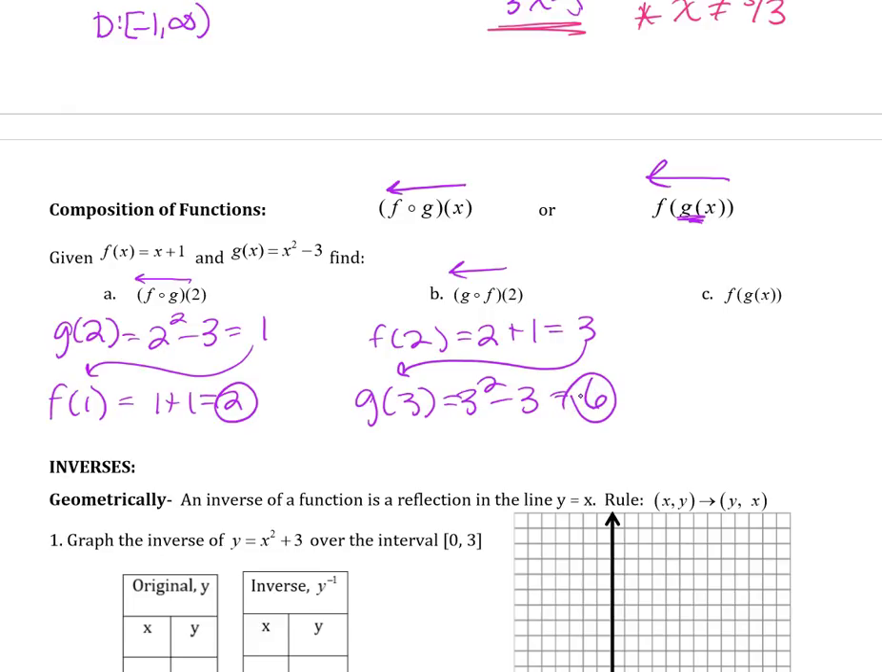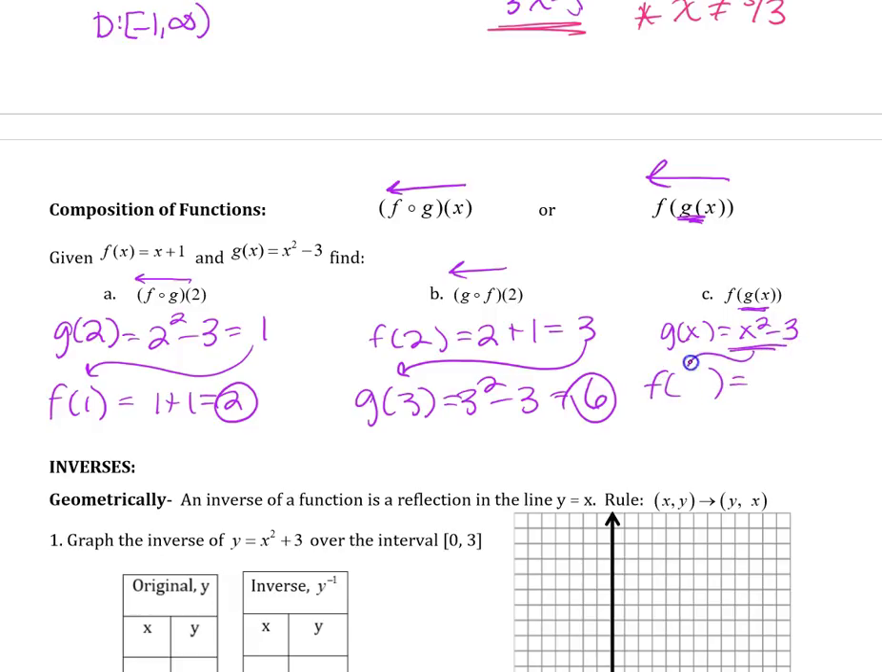Now, when I do this for all values of x, so not just 2, all values of x, I'm composing the two functions together. So essentially, I'm coming up with a new function that combines plugging into g first and then plugging into f. So I read this as I'm plugging g of x, which is this, into my f function.